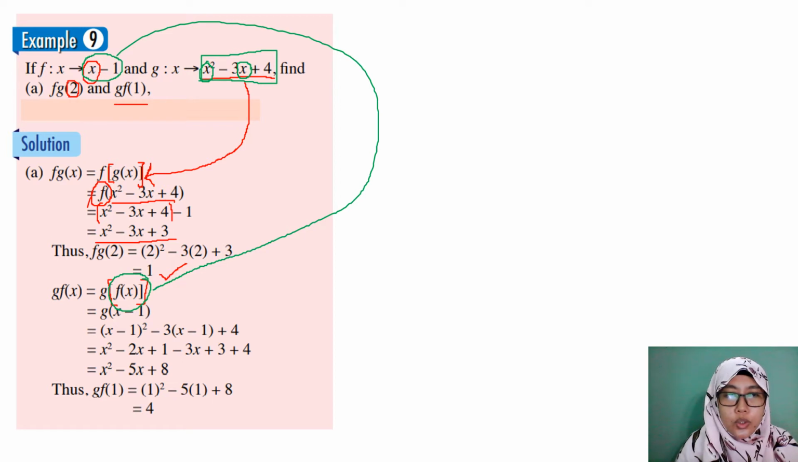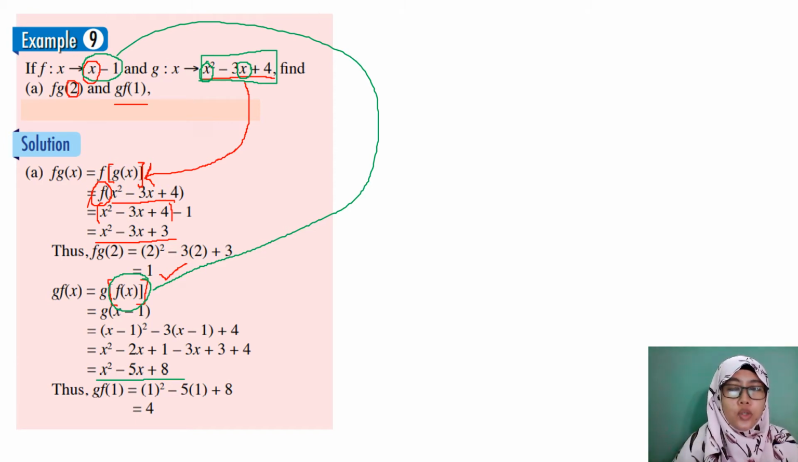Okay, so your method must look like this. After that you need to simplify. (x minus 1) squared, you will get x squared minus 2x plus 1. And then you expand these terms, and then finally you simplify, you will get x squared minus 5x plus 8.